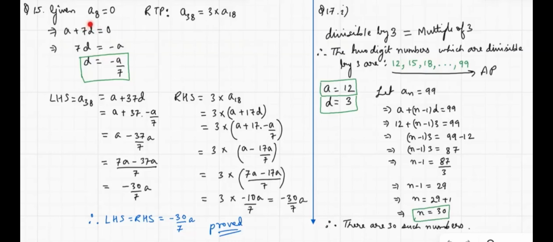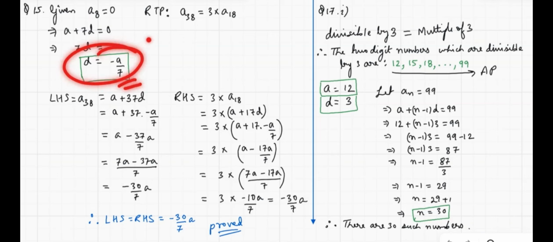Continuing with our chapter AP and GP, here we have a question on AP. It says that the eighth term of an AP is 0, and we have to prove that A38 is equal to 3 times A18, where A38 is the 38th term of the AP and A18 is the 18th term. Here A8 equal to 0 implies that A plus 7 times D will be equal to 0. That means 7 times D equal to minus A, that means D equal to minus A by 7.